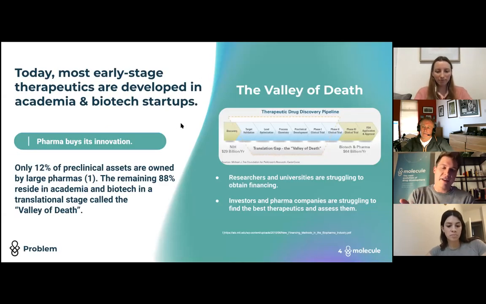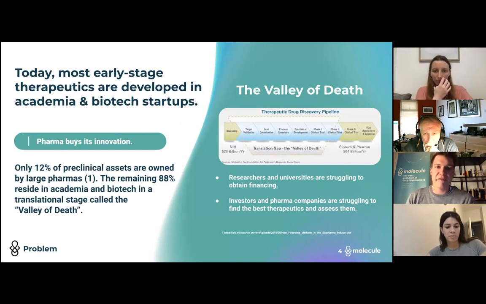I just mentioned this earlier: most early stage therapeutics today are developed in academia and in biotech startups. A lot of people don't know this, but only about 12% of all new drugs being developed sit in pharma companies. The rest, 88% of all drugs, sit in biotech and in academia. What pharma then typically does is come in and purchase these assets.